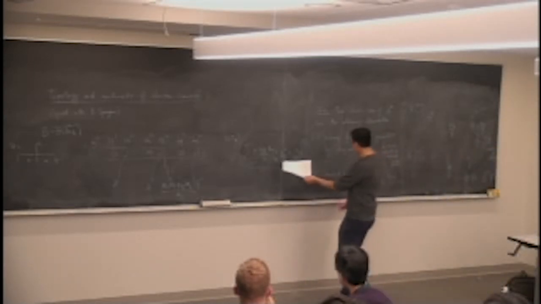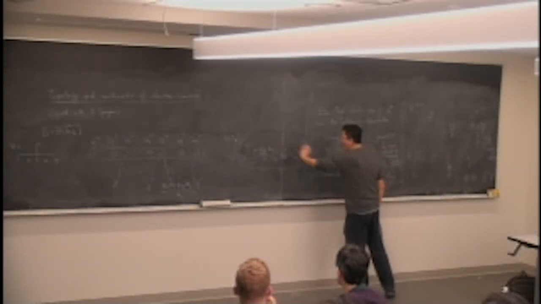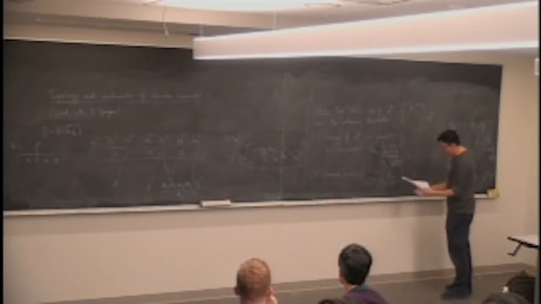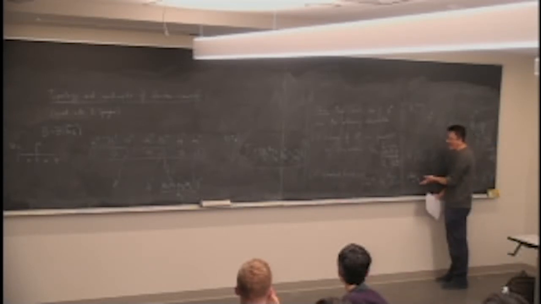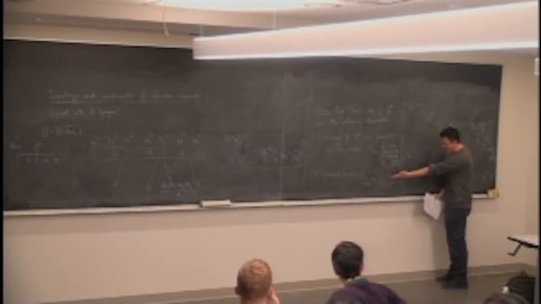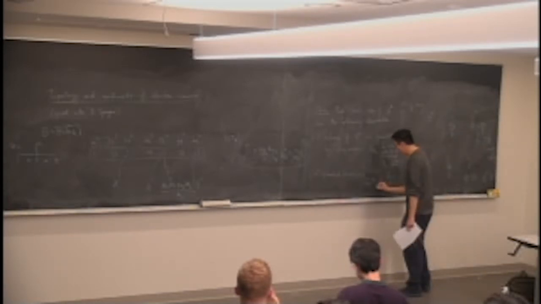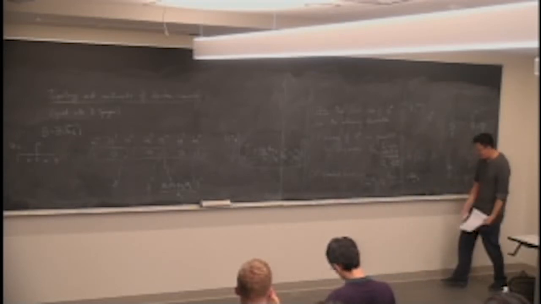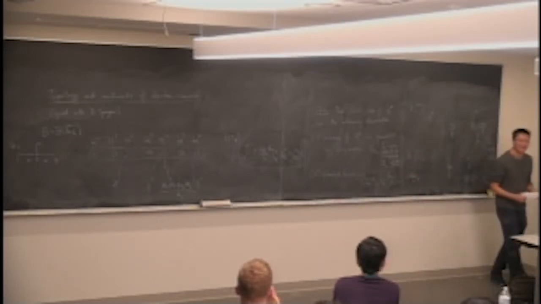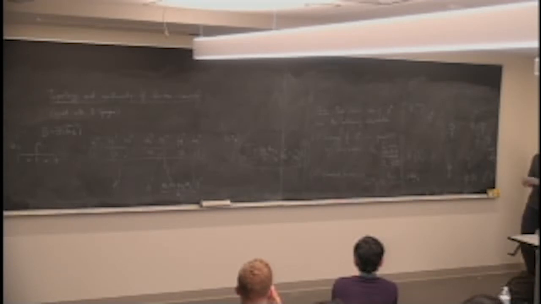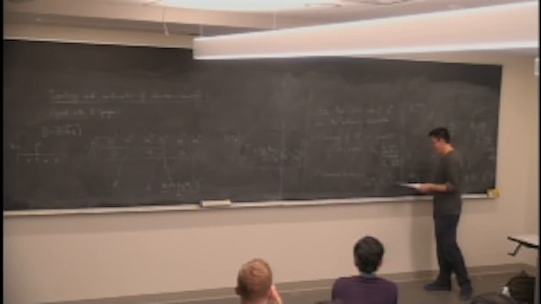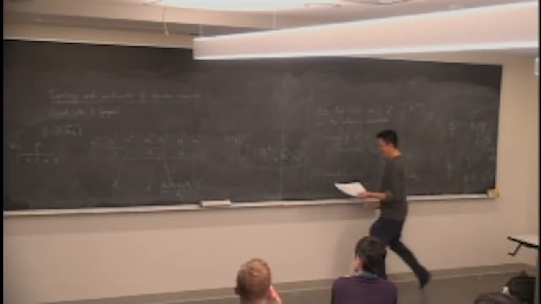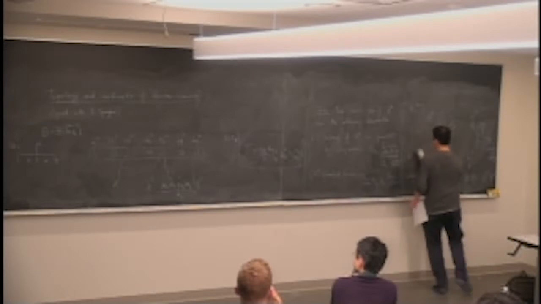This looks like a horrible way to write it, but actually, all of them look something like this. You can pick your favorite choice of a cluster, and when you restrict the form to that cluster, it just looks like this. These are some scalars, and your form is just a wedge of d-logs in that cluster. But of course, not every such thing is going to be regular everywhere.